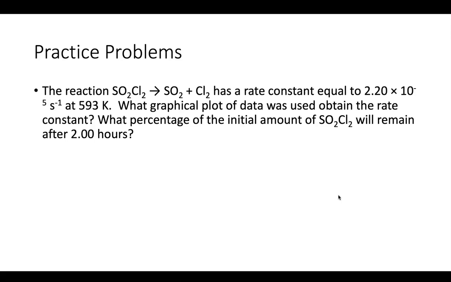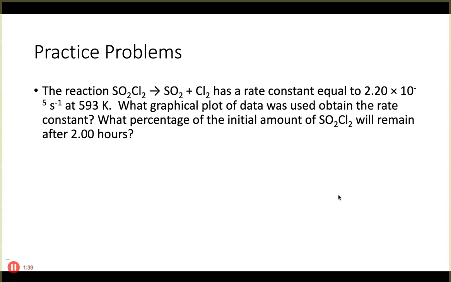So let's read through it, and then we're going to attack this problem. It says we have the reaction SO2Cl2 goes to SO2 and Cl2. It says the rate constant is equal to this number at a certain temperature, and it's asking what graphical plot will linearize the data, right? So how would we obtain the rate constant? And then, what percentage of the initial amount of SO2Cl2 will remain after 2 hours? So I'm just going to start to practice using this new stylus and everything.